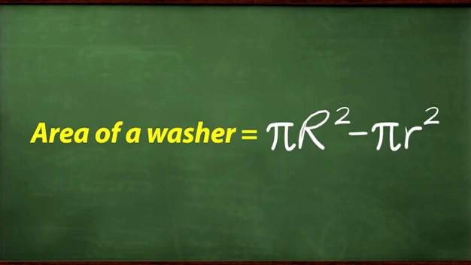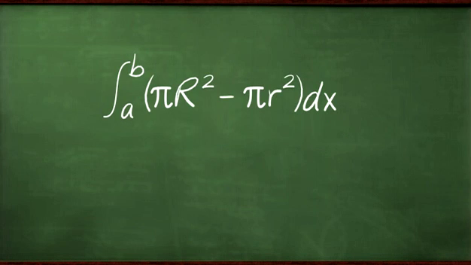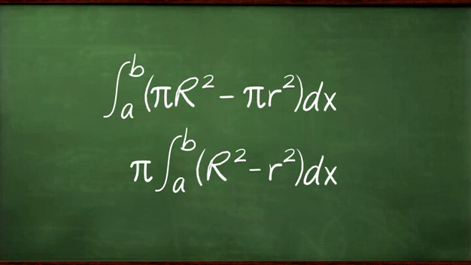Focus on the fact that the area of a washer is the area of the entire disk, pi times the outer radius squared, minus the area of the hole, pi times the inner radius squared. When you integrate, you get this equation. This is the same as this formula in most books. You're more likely to remember how to do these problems if you understand the big circle minus little circle idea.